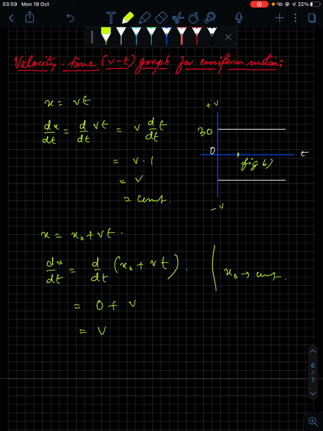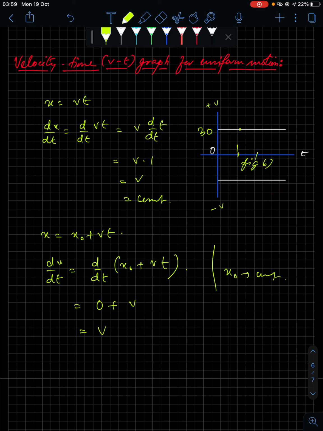At time t equal to 1 second, it is still 30. It is not progressing along the vertical axis, right? At time t equal to 2 seconds, it is still 30. So all you can say is the body is having a constant speed. Now this is along a certain direction, say along the positive x-axis, since it is the first quadrant. Now you have the other graph in the fourth quadrant.